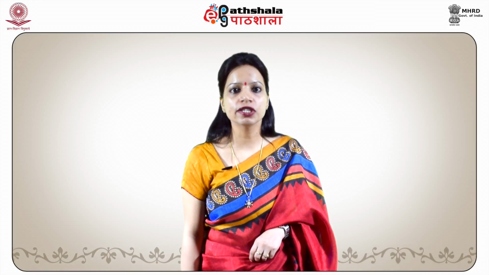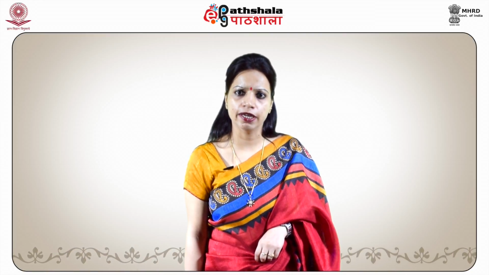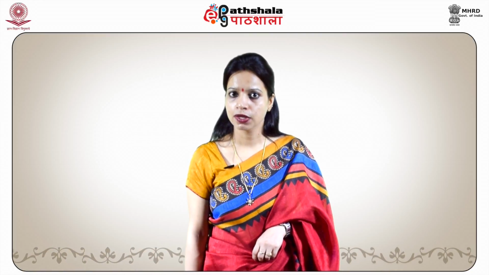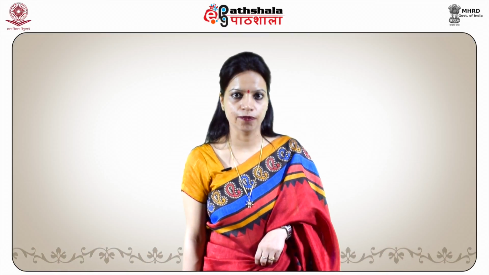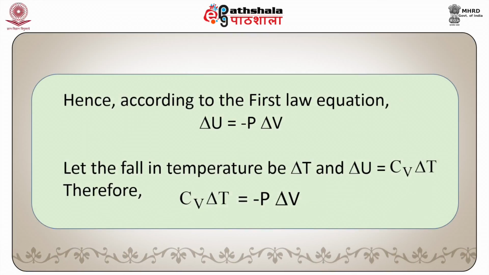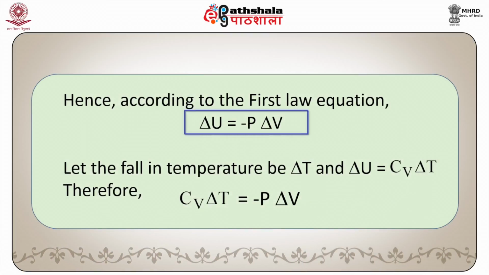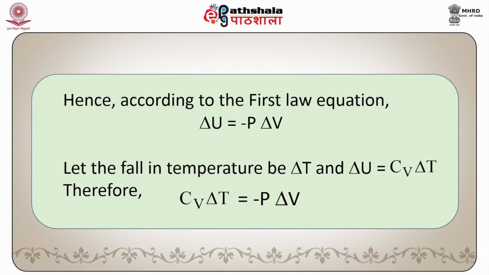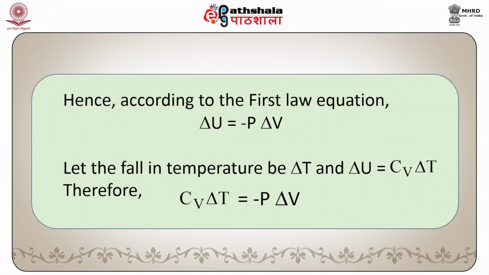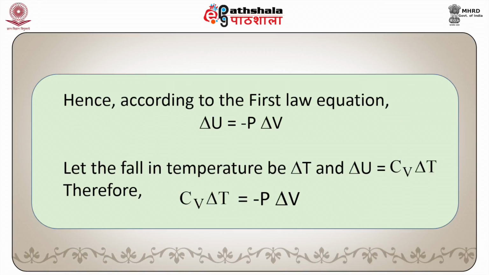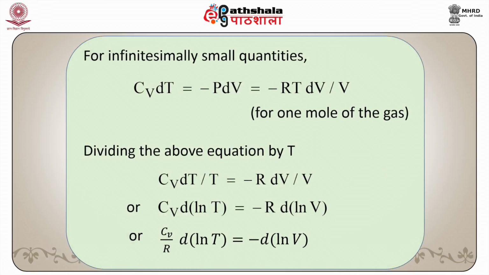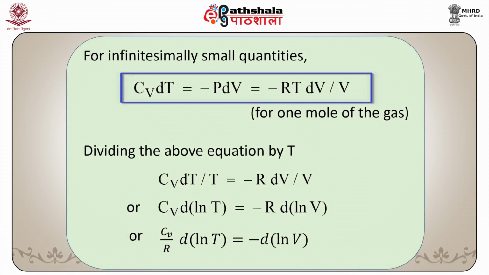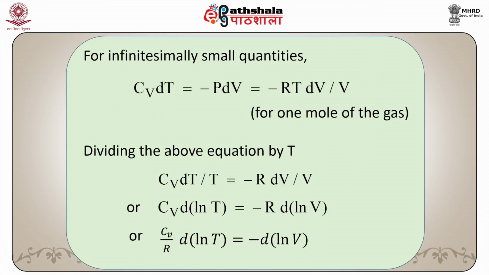Let the expansion be done against the external pressure P and delta V be the increase in volume. Then the external work done by the system is equal to minus P delta V. Hence, according to the first law of thermodynamics, delta U is minus P delta V. Let the fall in temperature be delta T and delta U is equal to Cv delta T. Therefore, Cv delta T is equal to minus P dV. For infinitesimally small quantities, Cv dT is equal to minus P dV is equal to minus RT dV by V for 1 mole of gas.